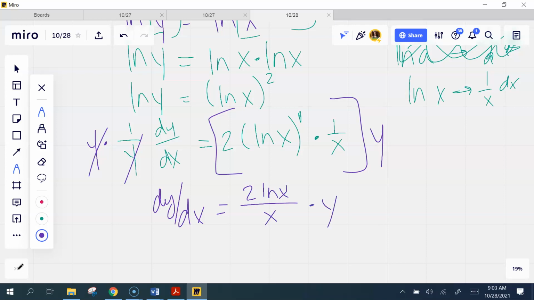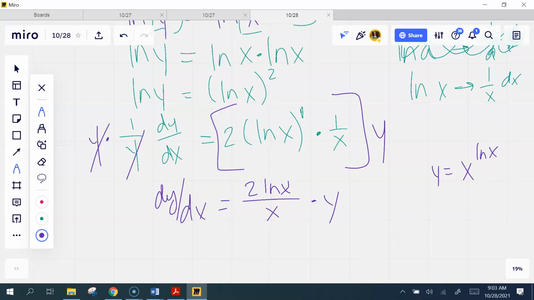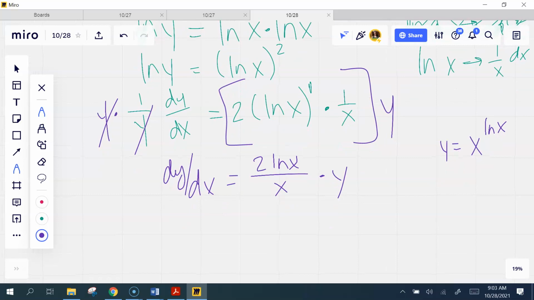Well, now the question is, that's all well and good, but what is y? Well, y equals x to the log of x. There we go. So I'm just going to replace it. But that's not a derivative, though. It doesn't have to be the derivative. This is just y. Wait, I thought we were finding the derivative. No, we did find the derivative. We found dy dx.